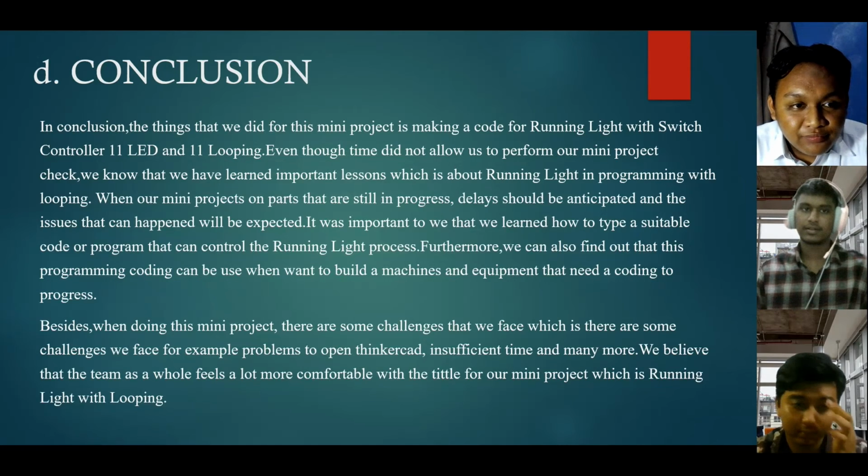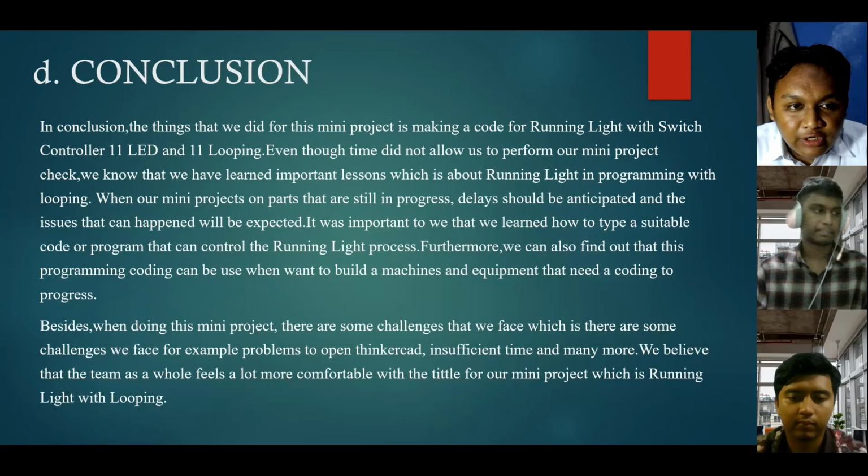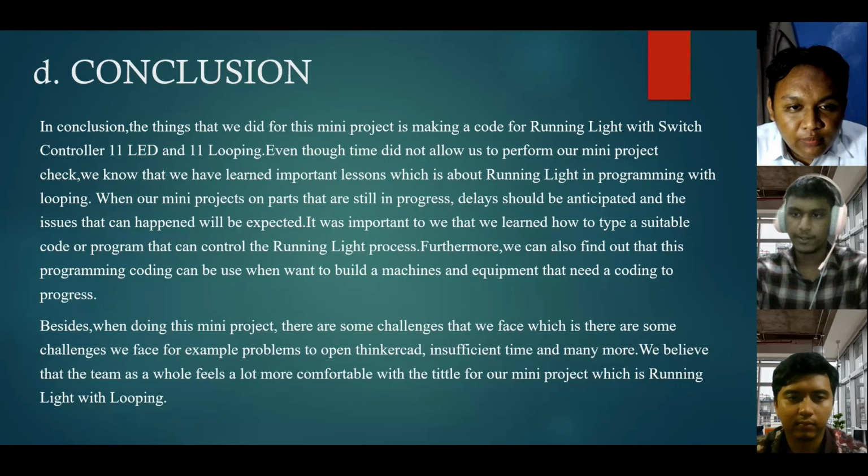So in conclusion, the thing that we did for this mini project is making a code for running light with switch controller, 11 LED and 11 looping. Even though time did not allow us to perform our mini project check, we know that we have learned important lessons about running light in programming with looping. When our mini project is still in progress, delays should be anticipated and issues that can happen will be expected. It was important for us to learn how to type a suitable code or program that can control the running light process.